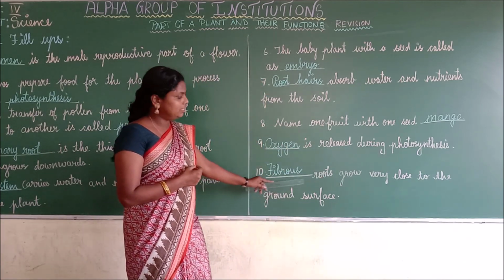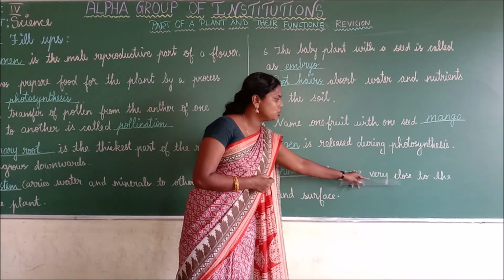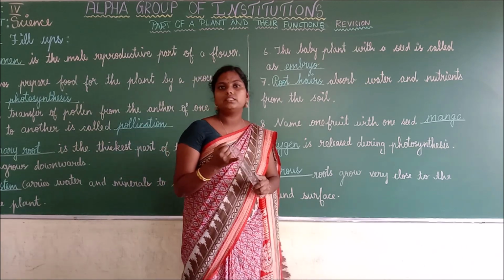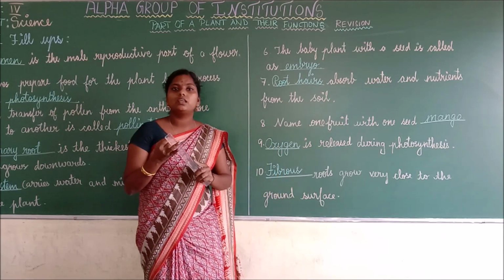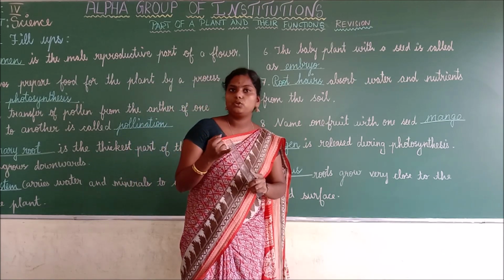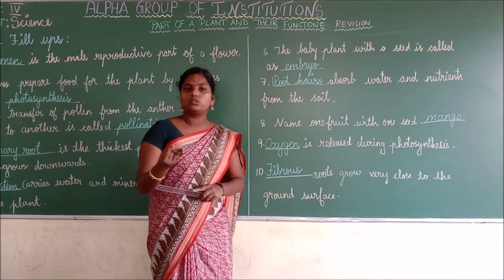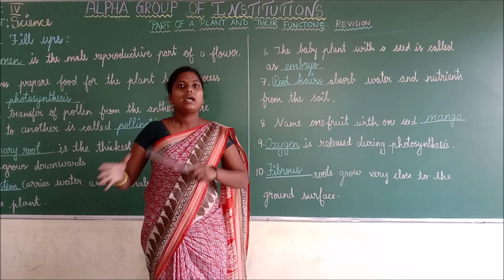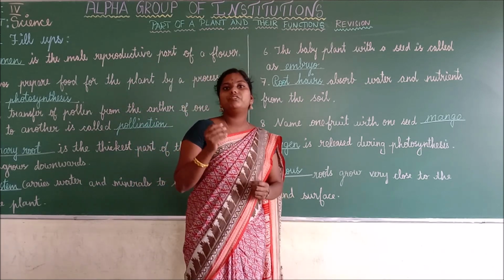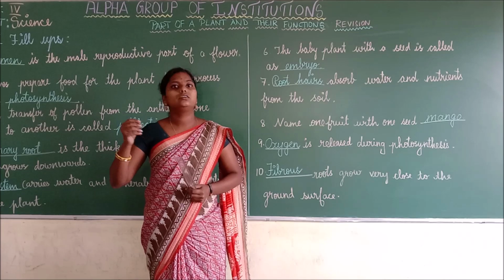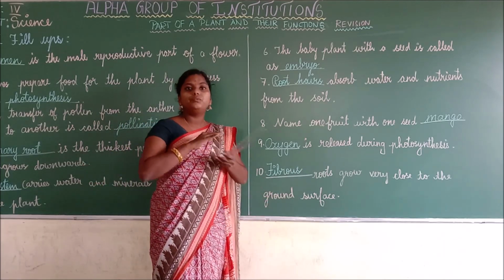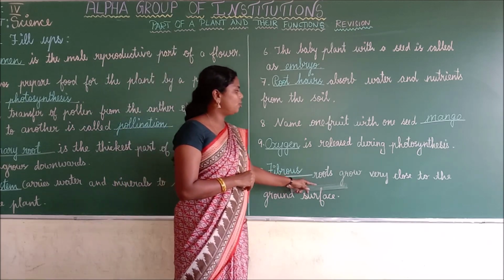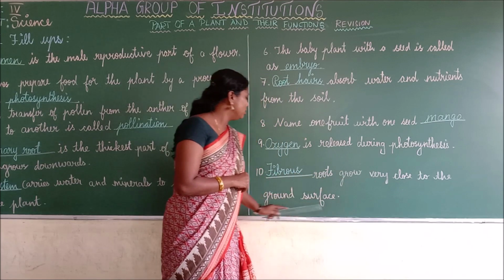The last question, dash root grows very close to the ground surface. There are two types of roots. First one is taproot system and the next one is fibrous root system. Taproot contains primary root, secondary root, root hairs and root cap. So it has lots of parts and goes very deep into the ground. But the fibrous root is like a branch structure and these roots will be very close to the ground. So fibrous root grows very close to the ground surface.